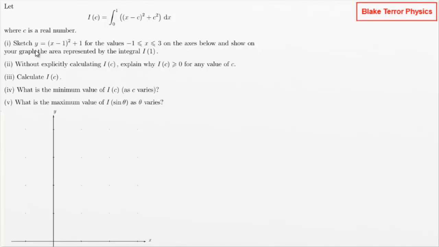Okay, so we've got y equals x squared, move 1 to the right and 1 up. So we're going to have our minimum here at (1, 1). What else are we going to have? When x is 0, we are going to have (minus 1) squared plus 1, so 2. So it's going to go through there. Of course, this is going to be symmetrical, so at x is 2 it is also going to go through 2. When x is equal to 3, we are going to have 4 plus 1 is 5.